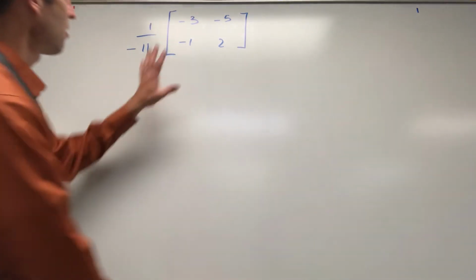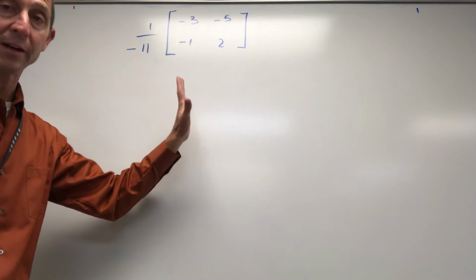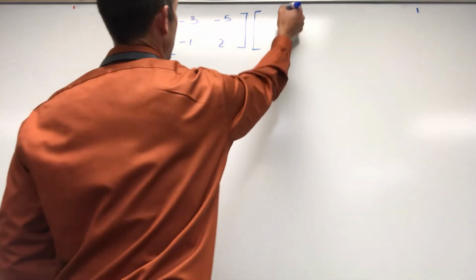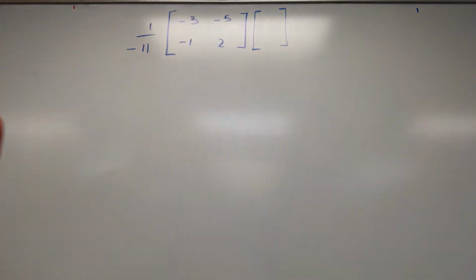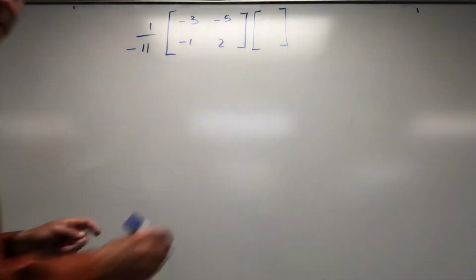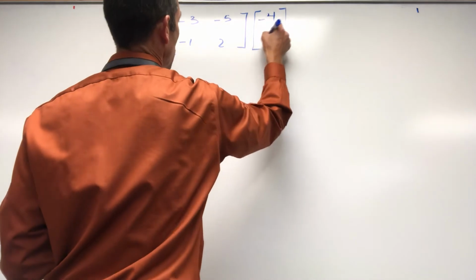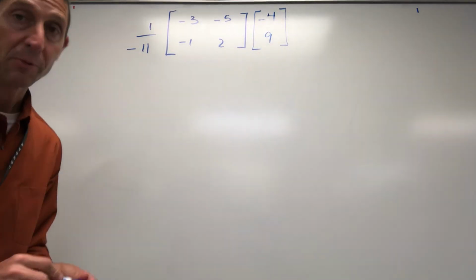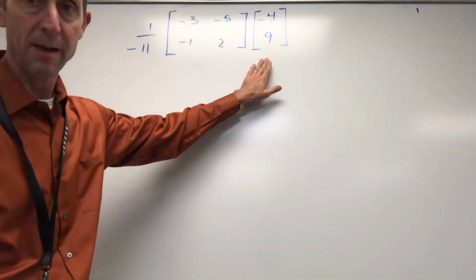So we're going to take our inverse. This is the final process. We're going to take the inverse and multiply it times our answers from the original problem. The original problem ended with a -4 and a 9. So I'm going to multiply this matrix times that matrix.